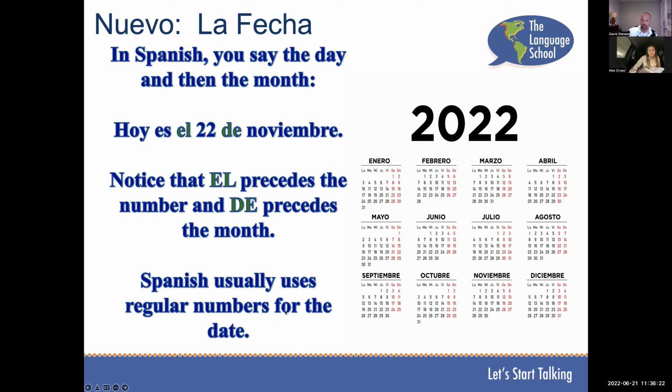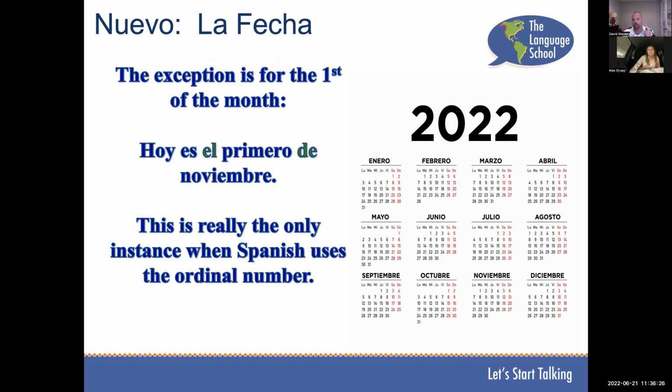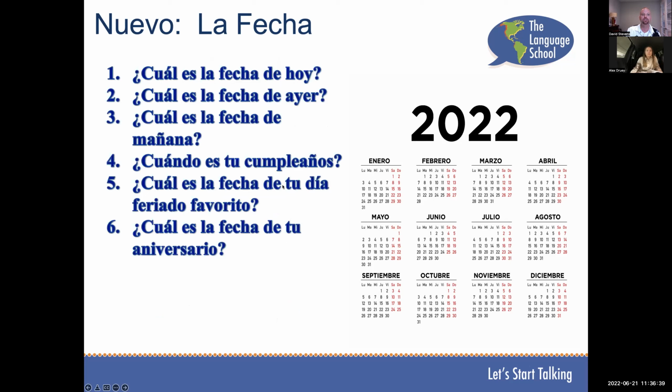So Spanish usually uses regular numbers for the date, except for the first of the month, and then it uses what's called an ordinal number. So for the first of the month, you can say hoy es el primero de noviembre. After that you just say el dos, el tres, el cuatro, etc.